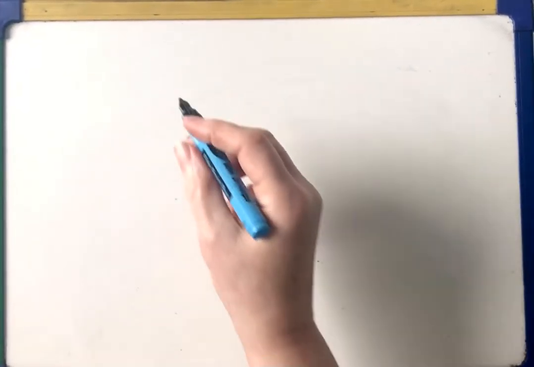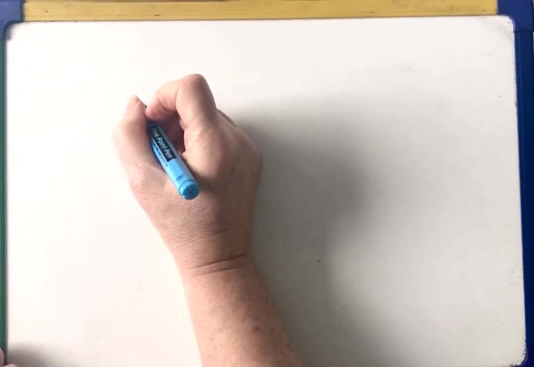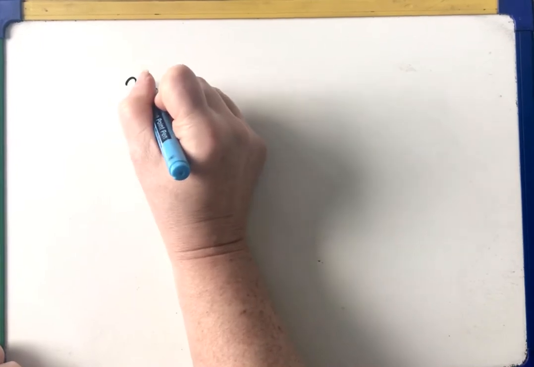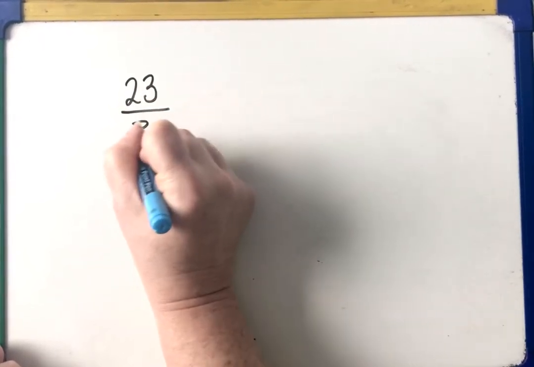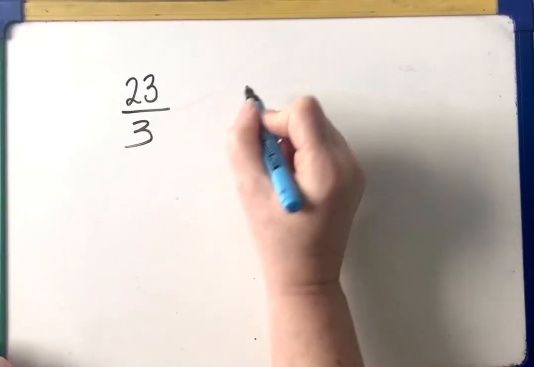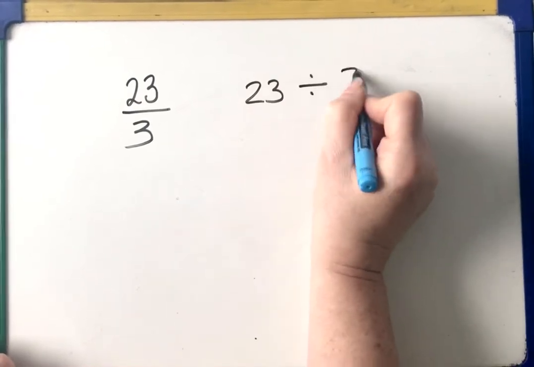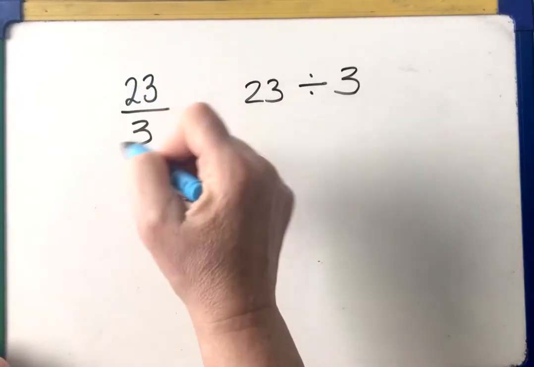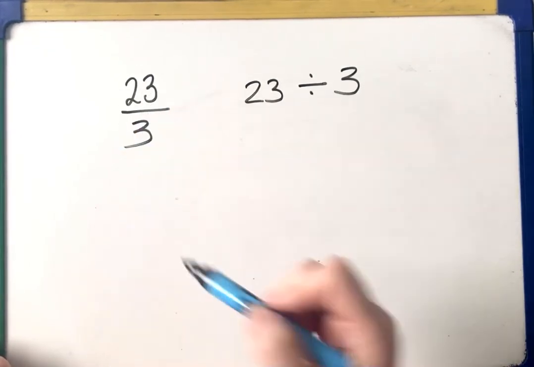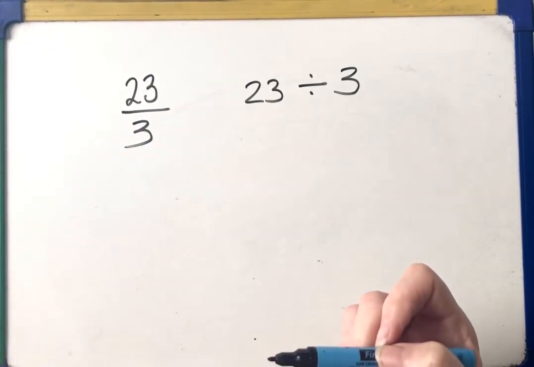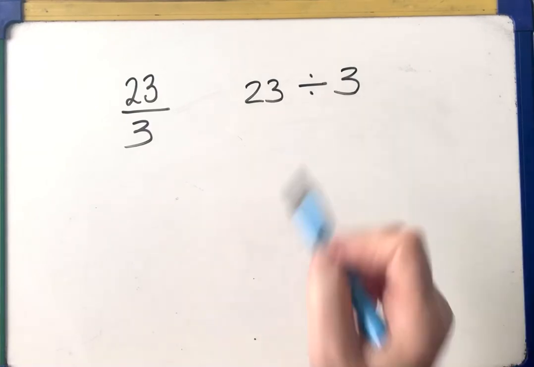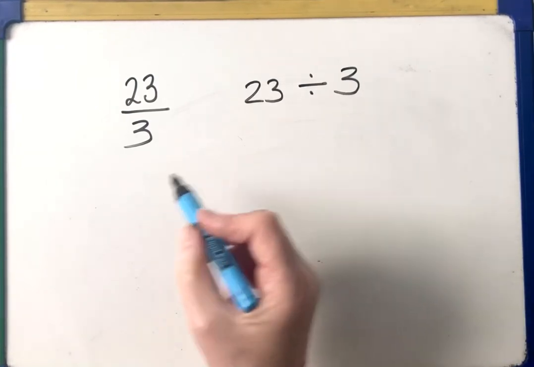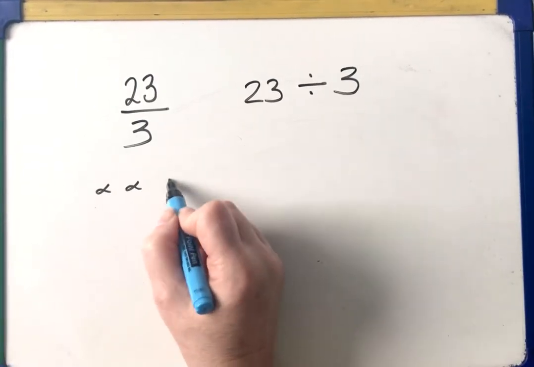Let's have 23 divided by 3. 23 divided by 3. Remember, those are both the same ways of showing the same thing. There's a link, as I said, to changing an improper fraction to a mixed number, but it's actually just dividing by 3. So I'm going to do 3 little bobbles.